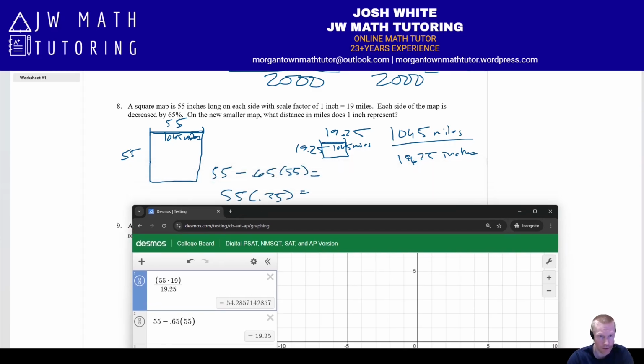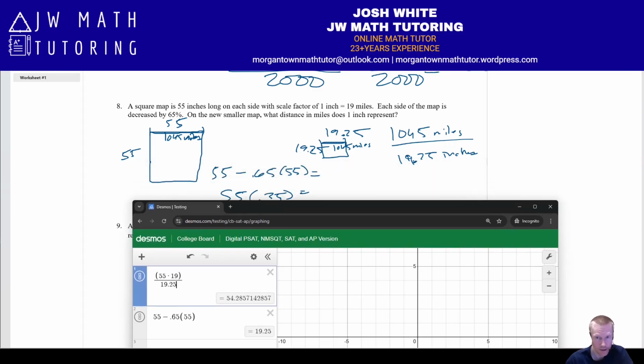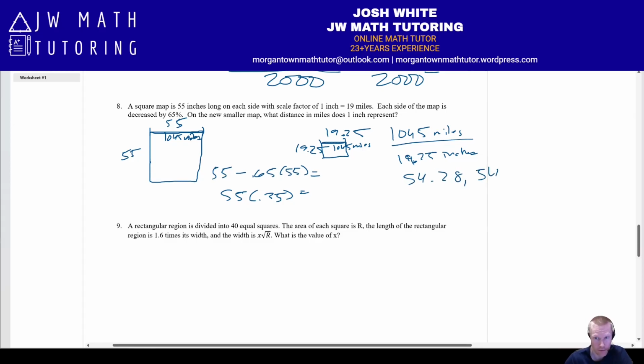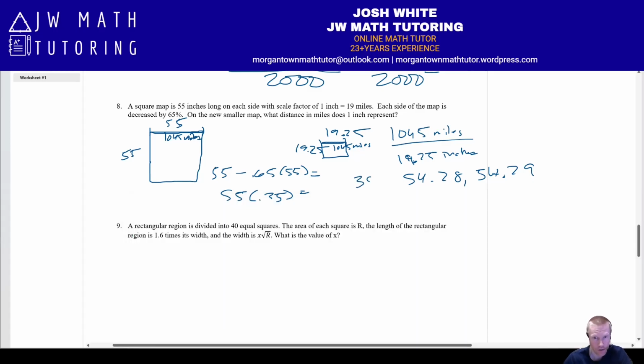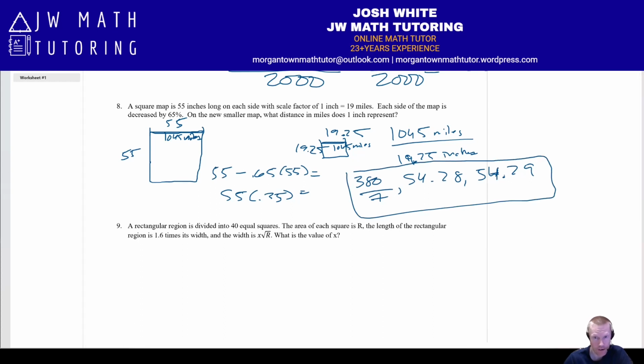Notice it comes out to 54.28 or 54.29. If you round it, you get 54.29, because the 5 rounds the 8 up. If you truncate it, you get 54.28. Let's see if there's a decimal. 1, 2, 3, 4. Yes, you could also technically put in 380 over 7 if you wanted to. So any of these would be acceptable as correct answers. Again, 380 over 7, 54.28, 54.29. But this is how you do this problem.